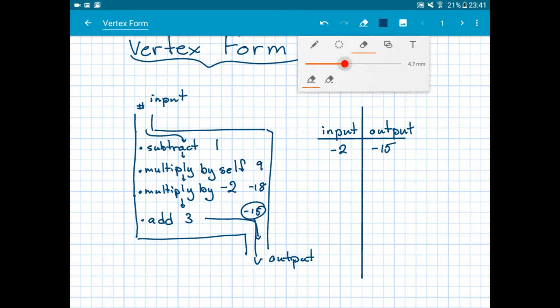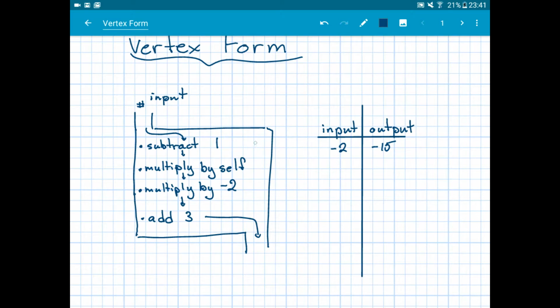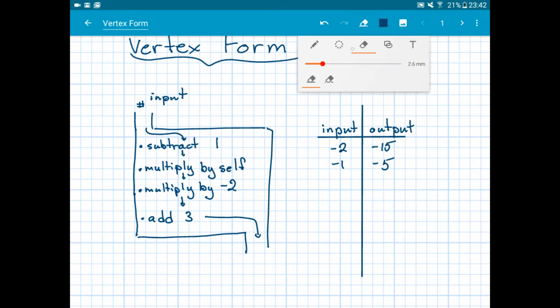So our goal is to be able to create things, objects, functions, that will make it so that we don't have the need to do all of these computations in the future. So let's try minus 1. Minus 1, subtract 1 is minus 2. Multiply by itself makes 4. Multiply that by minus 2 makes minus 8. And add 3 makes minus 5. So minus 1 will make minus 5. And once again, we'll just erase these results and start over.